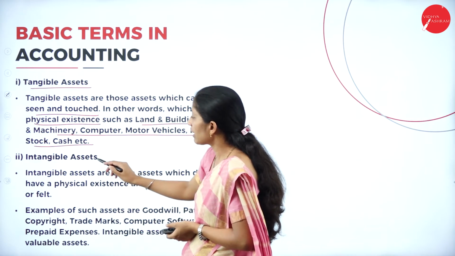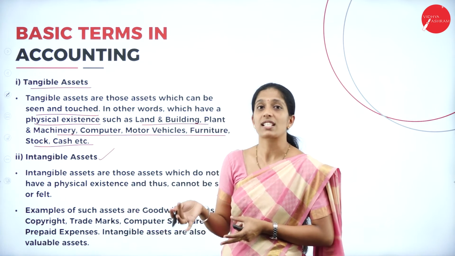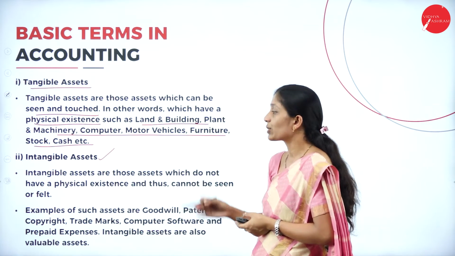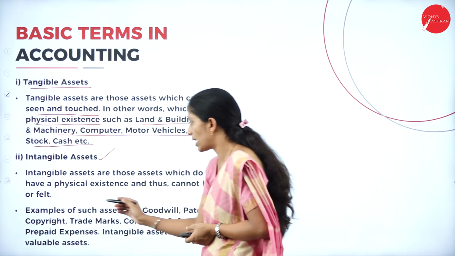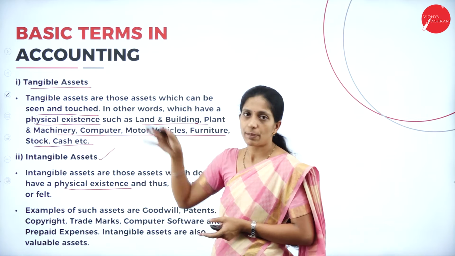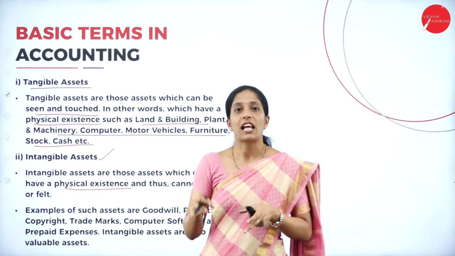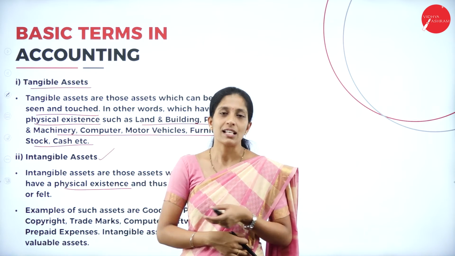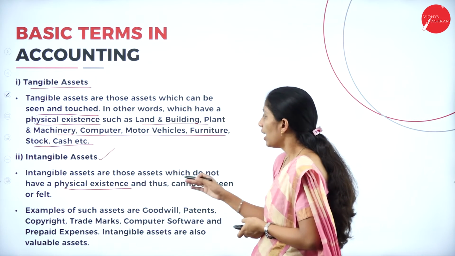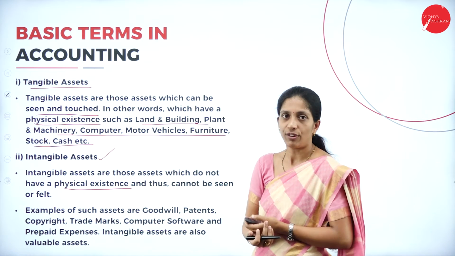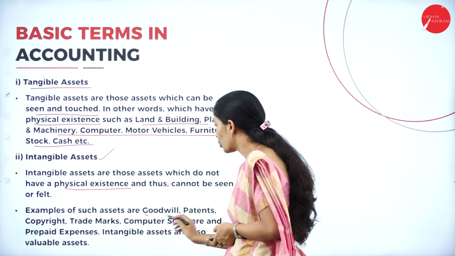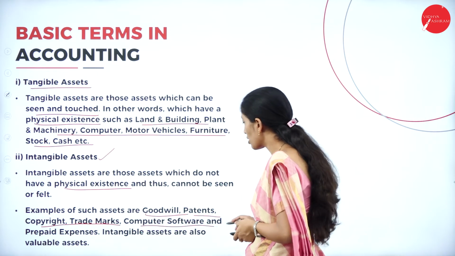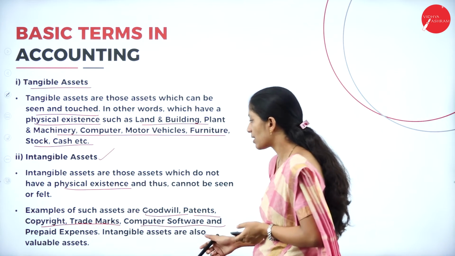Now coming to intangible assets. Let us see what intangible assets are. Intangible assets are those assets which do not have a physical existence. So it is the opposite of tangible assets, where tangible assets can be seen as well as touched, whereas intangible assets cannot be seen or touched, and thus cannot be felt. Examples are goodwill, patents, copyright, trademarks, computer software and prepaid expenses.